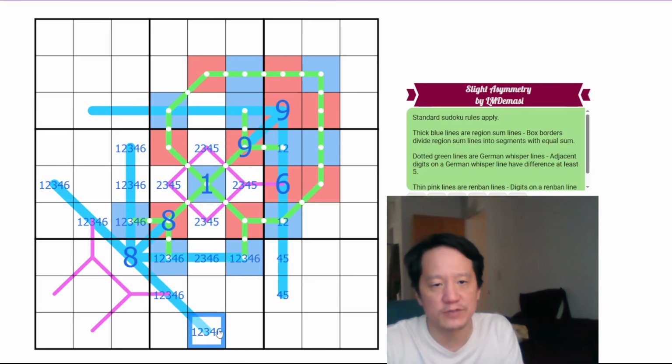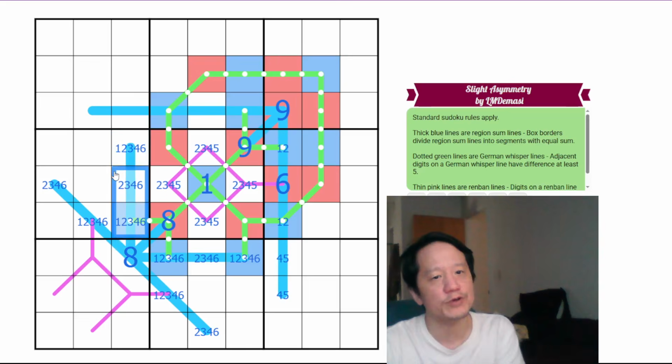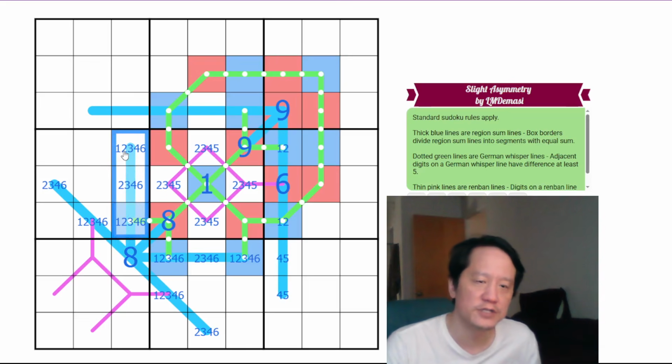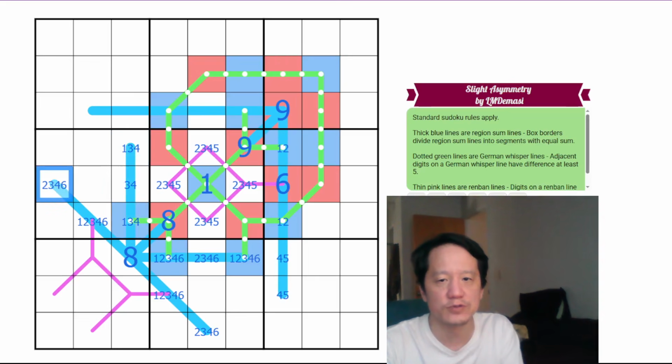This can't be 1 because of 1 in the column. This can't be 1 because of 1 in the column. Same here. To add up to 8 with these possible combinations, it has to be 1, 3, and 4. And this must be 2 and 6. And this can't be 6 because of 6 in the row. So this is 2. That's 6.